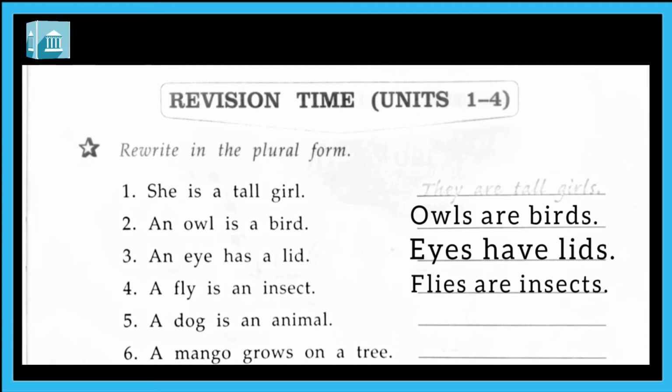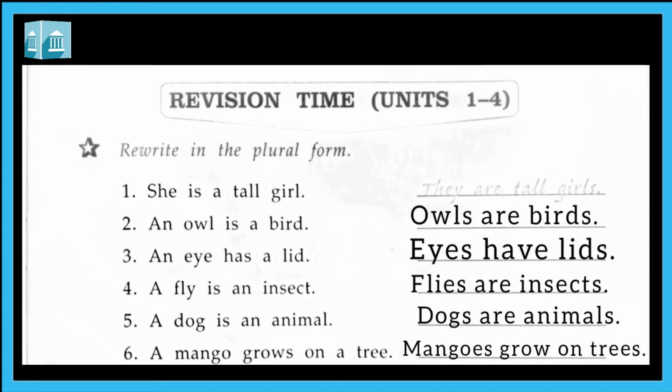Fourth one, a fly is an insect. Flies are insects. Fifth one, a dog is an animal. Dogs are animals. Sixth one, a mango grows on a tree. Mangoes grow on trees.